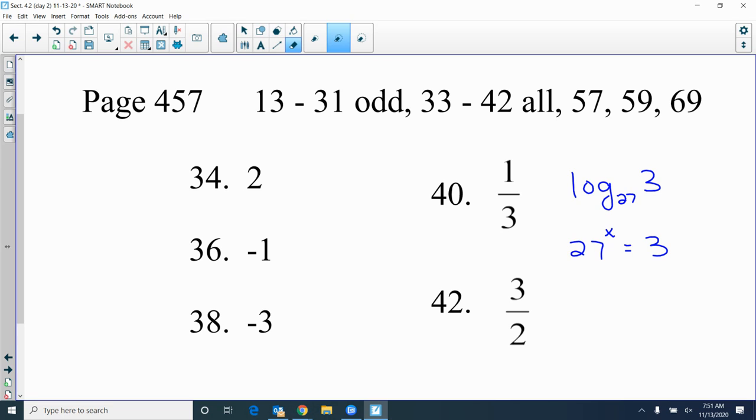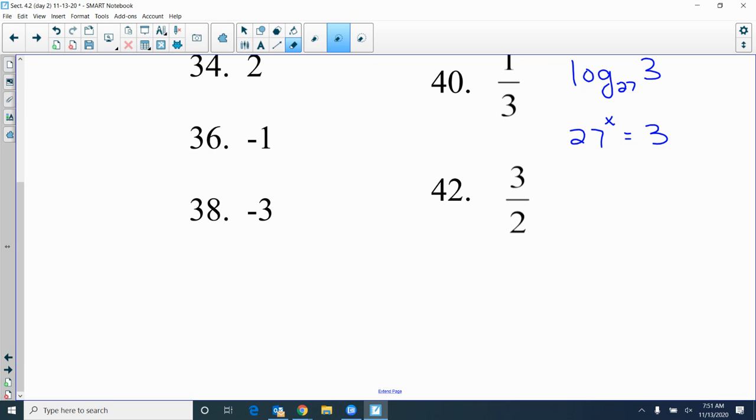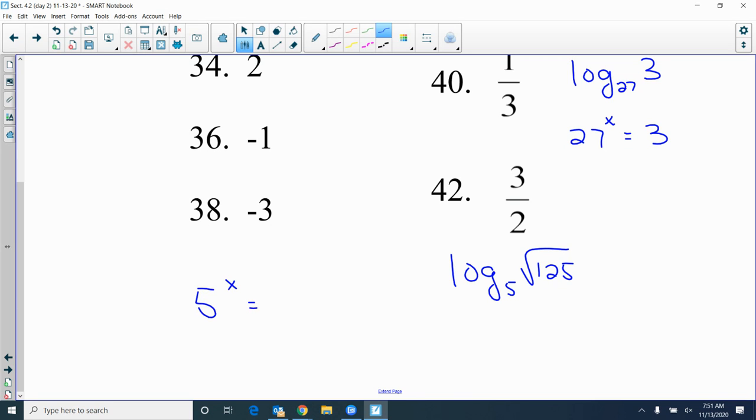All right, others. 42. All right, 3 halves. Log base 5 of the square root of 125. All right, how do we get 3 halves from that? 5 to what power equals the square root of 125?